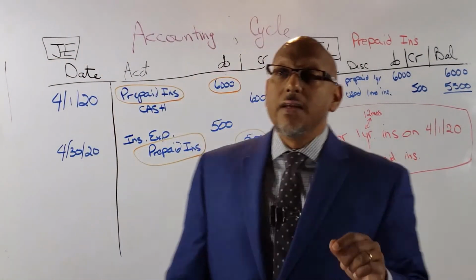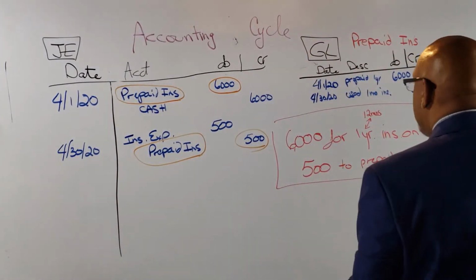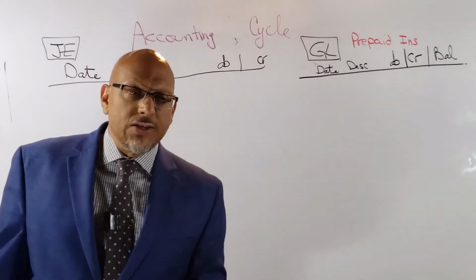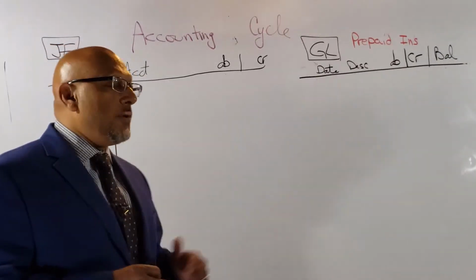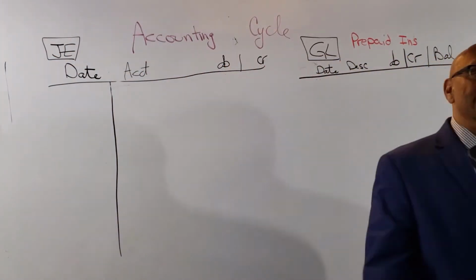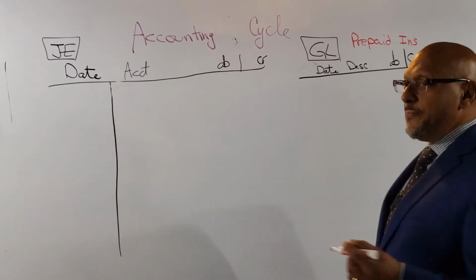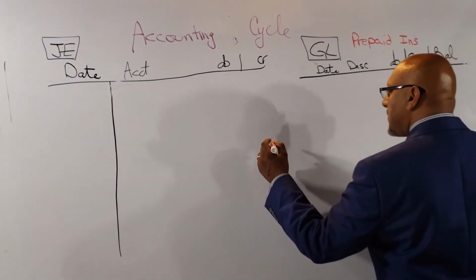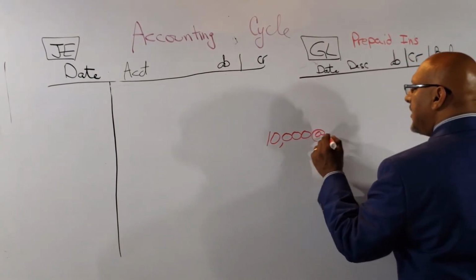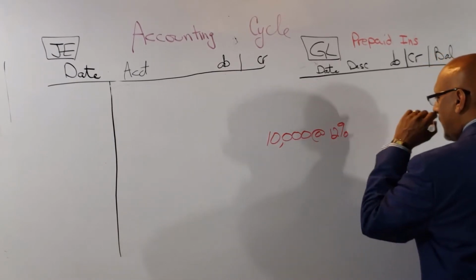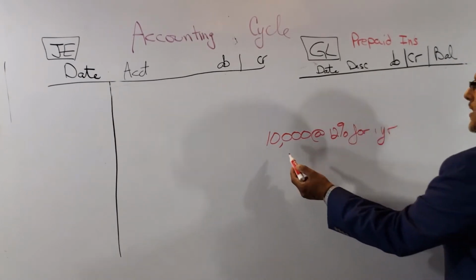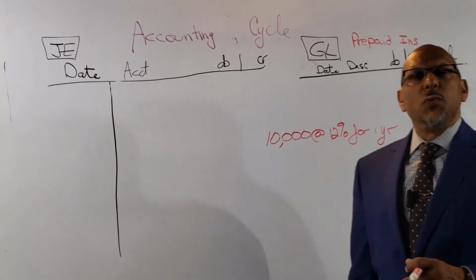How about another type of adjustment? So let's consider another type of adjustment. We've talked about prepaid, which is one typical type of adjusting entry. Another one is interest. Let's consider that you borrowed money on the 1st of April for $10,000 at an interest rate of 12% for 1 year. And at the end of that year is when you have to pay the whole thing.